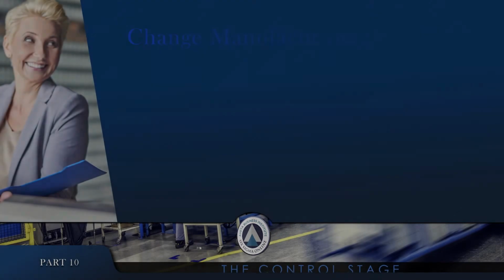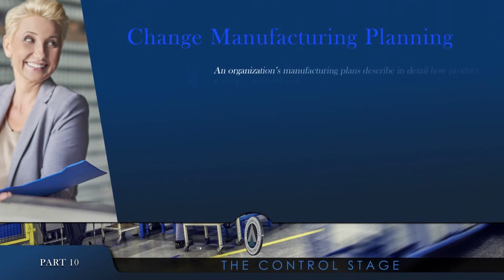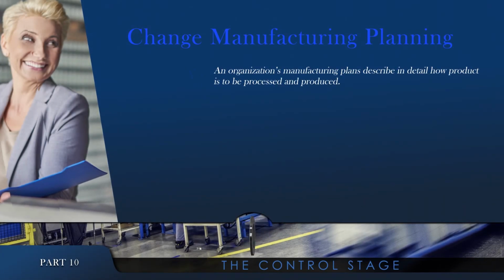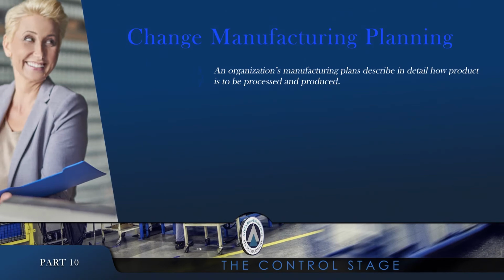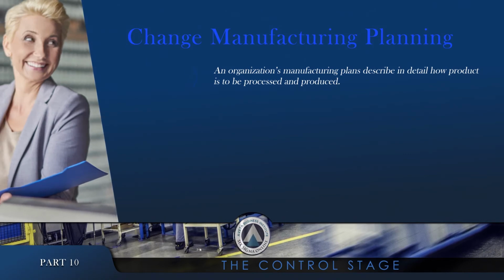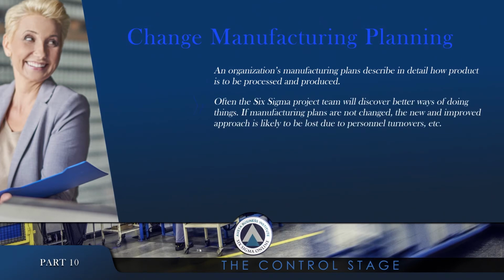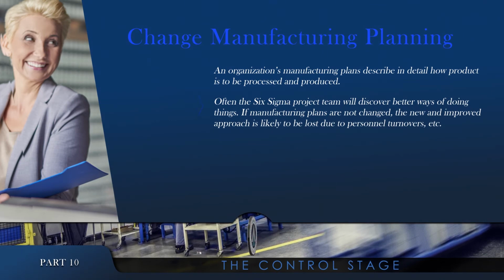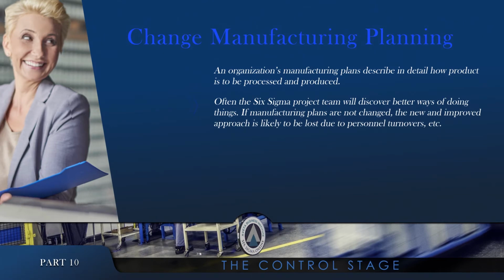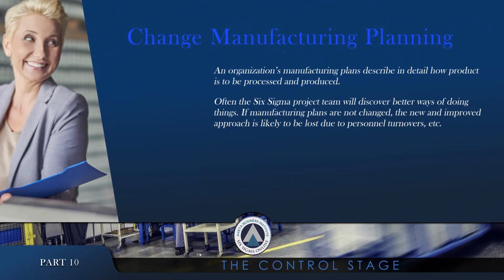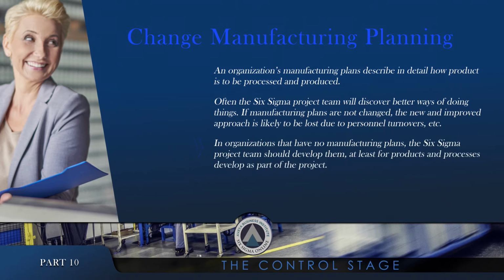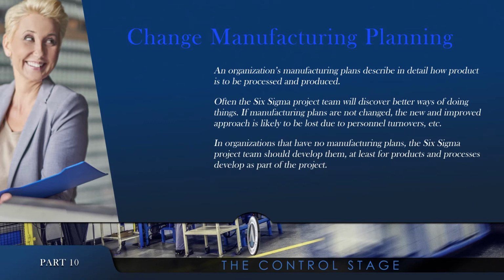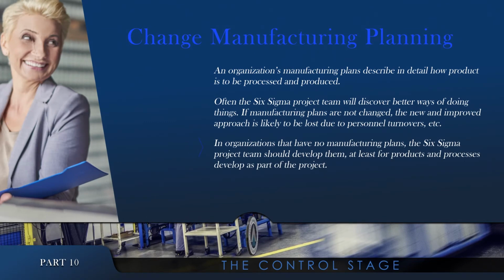Change manufacturing planning. In organizations, manufacturing plans describe in detail how product is to be processed and produced. Often, the Six Sigma project team will discover better ways of doing things. If manufacturing plans are not changed, the new and improved approach is likely to be lost due to personnel turnovers, etc. In organizations that have no manufacturing plans, the Six Sigma project team should develop them, at least for projects and processes developed as part of the project.